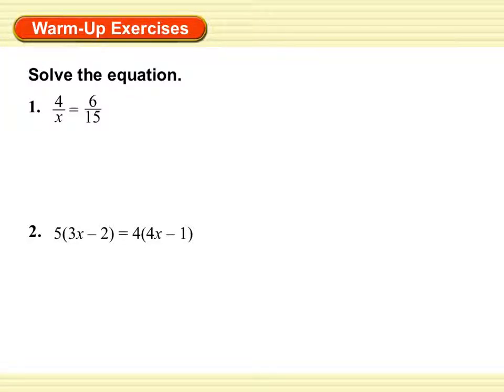Algebra 2, we have a warm-up. Remember, this is how we review what we've already learned because we're going to use it in this lesson. So, solve the equation. This is a simple one: rational expression equals one rational expression. So the easiest way to solve it is just to cross multiply.